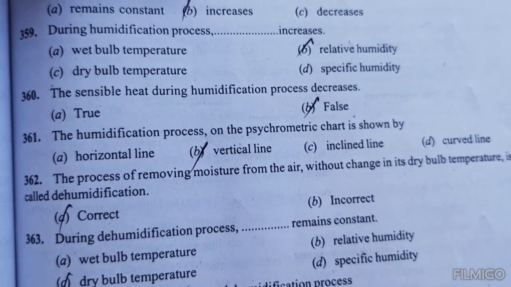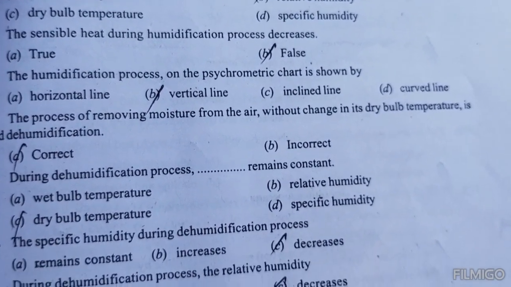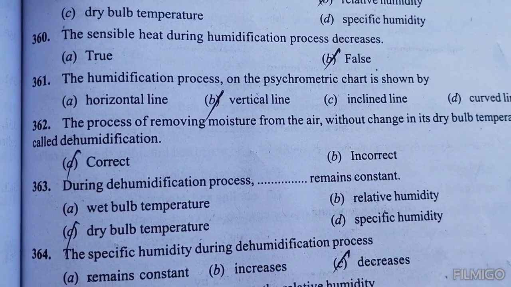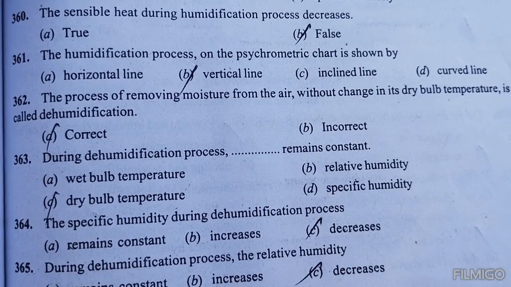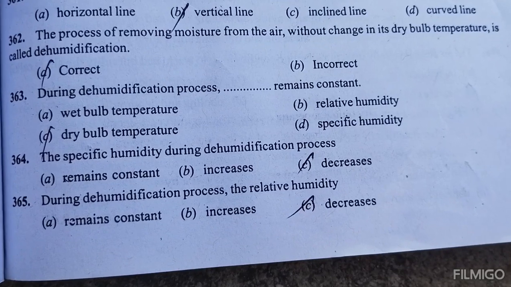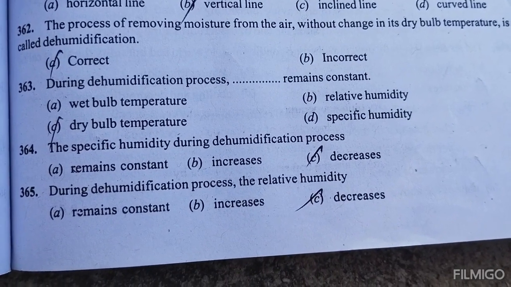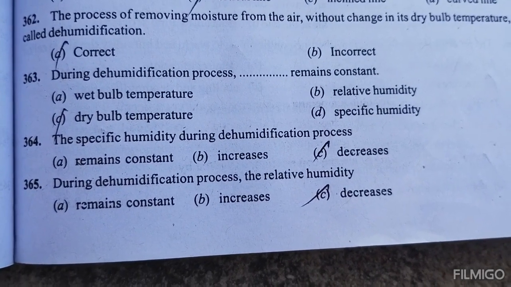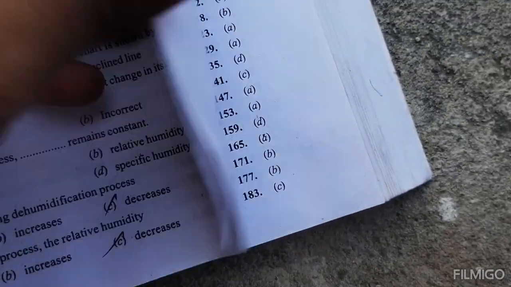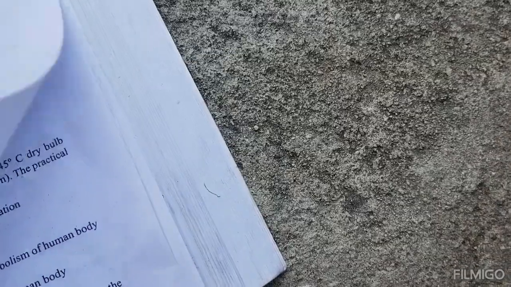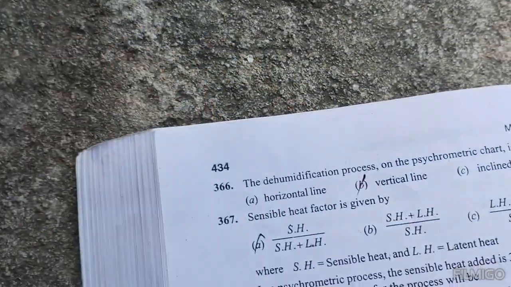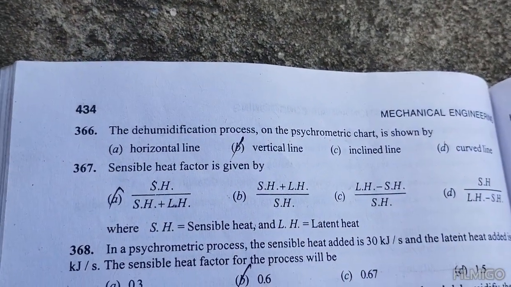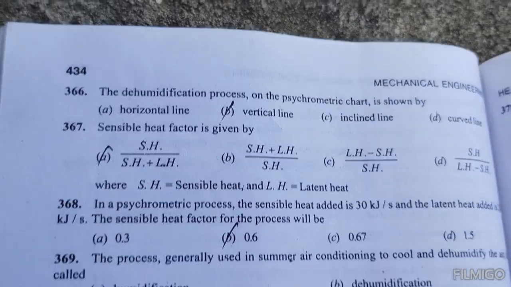The process of removing moisture from the air without change in dry bulb temperature is called dehumidification. Correct. During dehumidification process, dry bulb temperature remains constant. The specific humidity during dehumidification process decreases. During dehumidification process, relative humidity decreases. The dehumidification process on the psychrometric chart is shown as a vertical line.